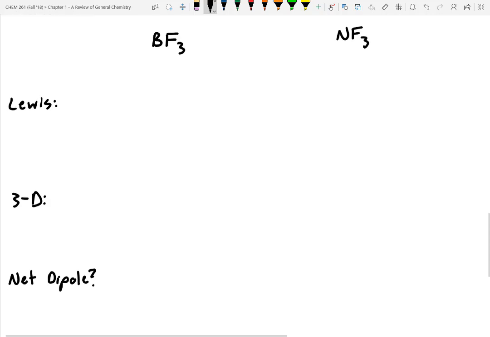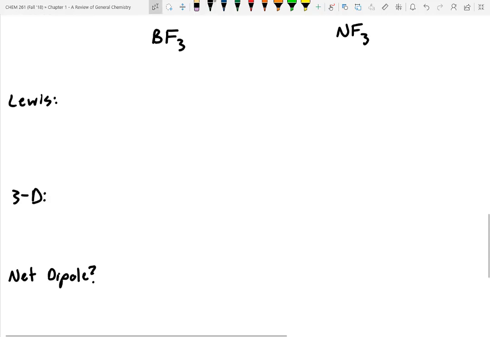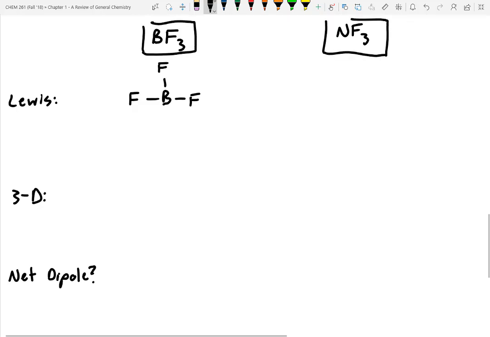All right, let's do this as a class. We'll do BF3 first. That's boron trifluoride, Lewis structure. Boron only has 3 valence electrons, so we can draw it like this. Doesn't need to be super pretty, gets the job done. All right, so that's the first one. All right, now let's do nitrogen trifluoride. Nitrogen has a valence of 5. And it has a lone pair right there. And let's just be thorough and draw all of the lone pairs coming off of the fluorines as well, so we don't lose track of those.